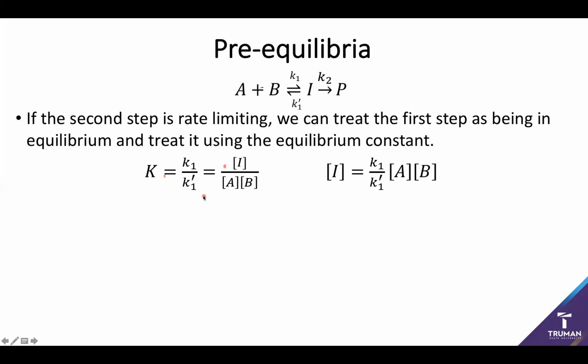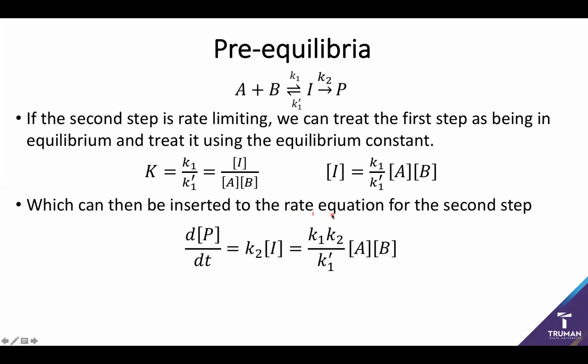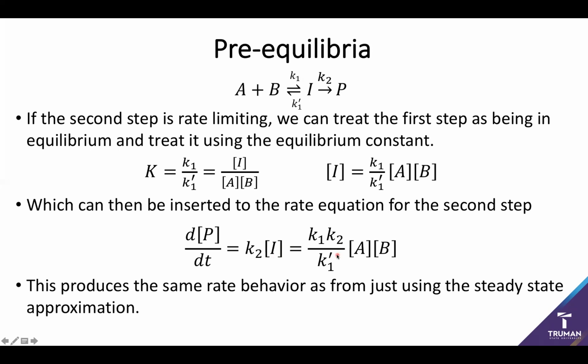Well, I can then go ahead and rearrange this. And what we get is, again, the concentration of the intermediate times the ratio of my rate constants times the concentration of my reactants, which I can then insert into my rate equation for the second step. And at which point, congratulations, we just reproduced the same kinetic behavior as the steady state approximation under the assumption that the second step was rate limiting.